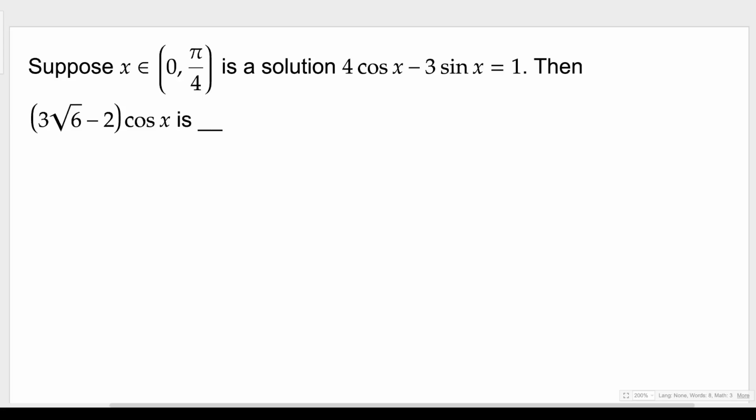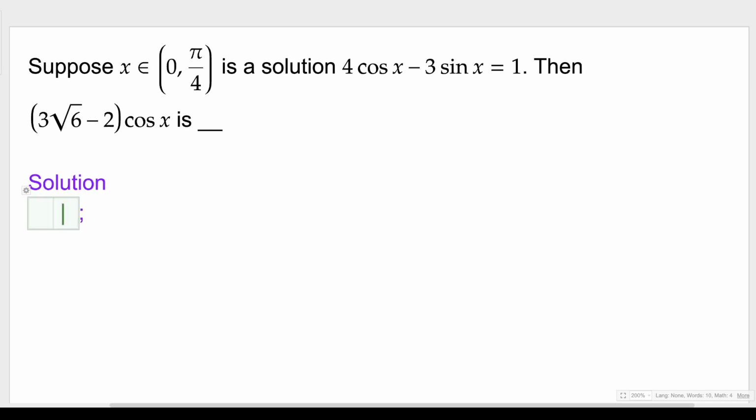So consider this problem statement. Suppose x belongs to this particular interval, that is 0 to pi over 4, and it is a solution for this particular equation, that is 4 times cosine of x minus 3 times sin x equal to 1. In that case we need to compute this particular expression, that is 3 times square root of 6 minus 2 times cosine of x. So this value we need to compute.